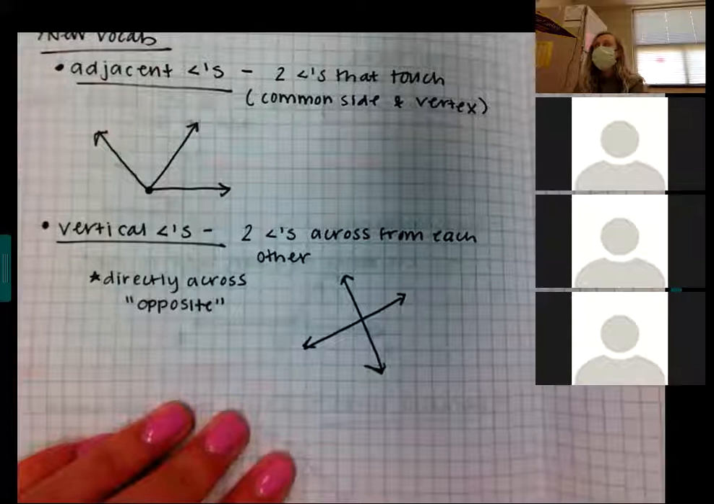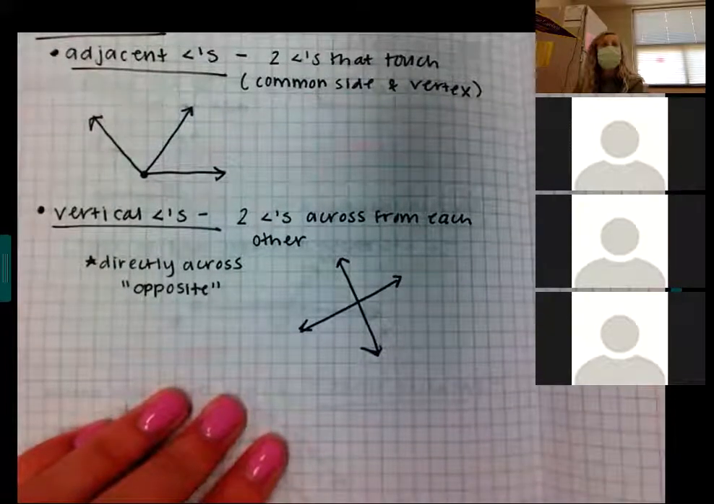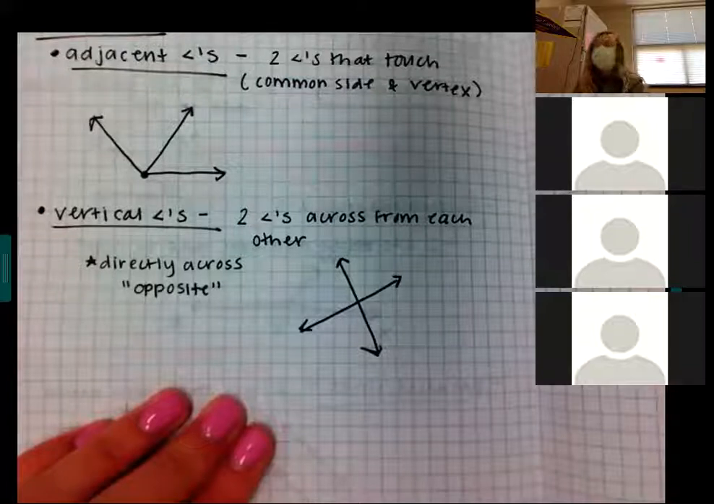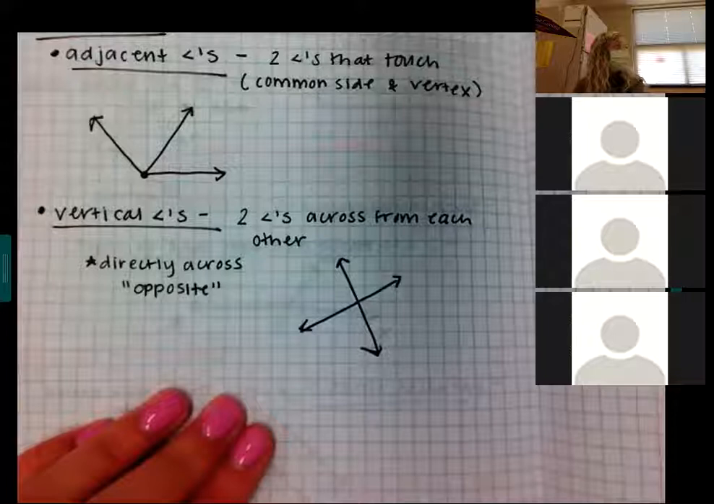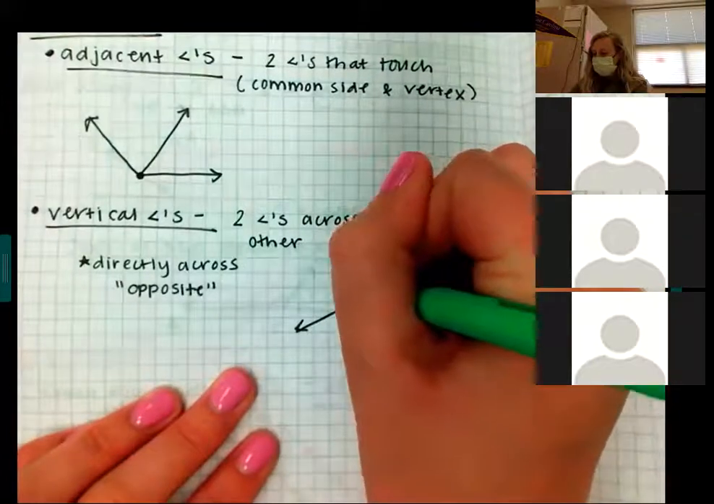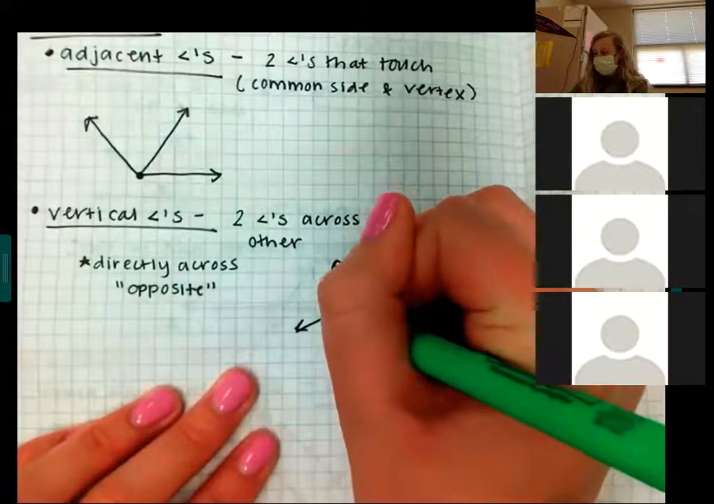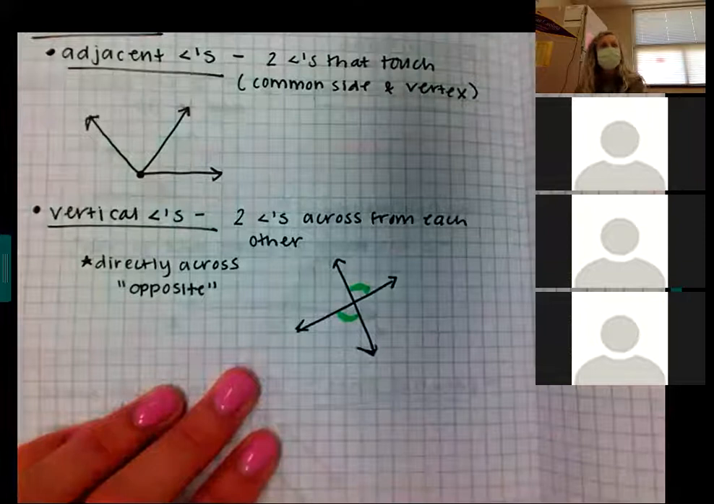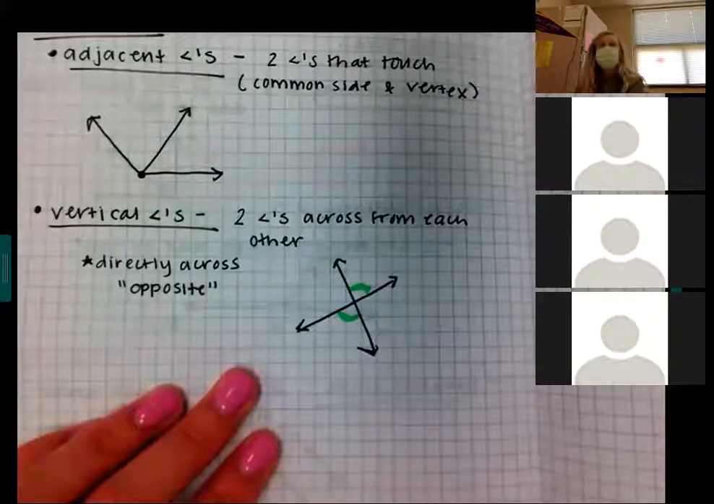So does anybody think they could name me two angles that are vertical? You can tell me top, left, right, or bottom. Which ones do you think? Across. Top and bottom. Yeah, everybody look, the top angle right here is vertical to this bottom angle. They are across from each other. They are opposites. They're not touching.